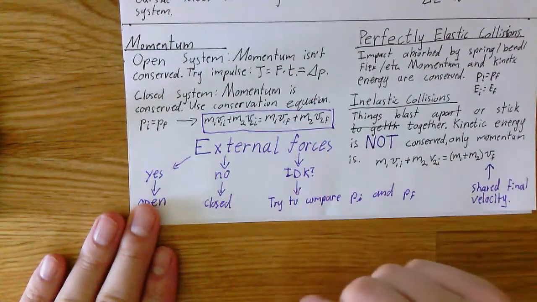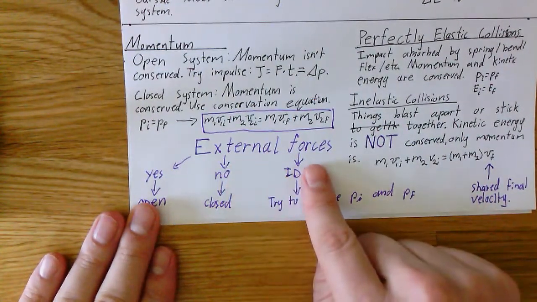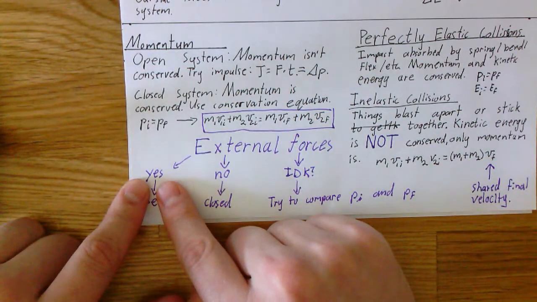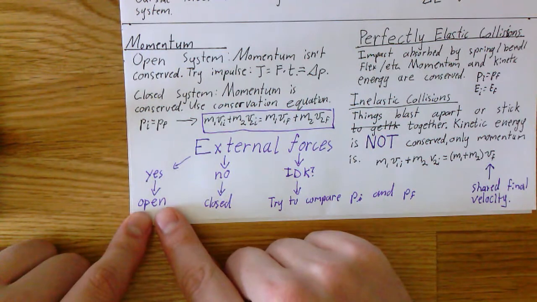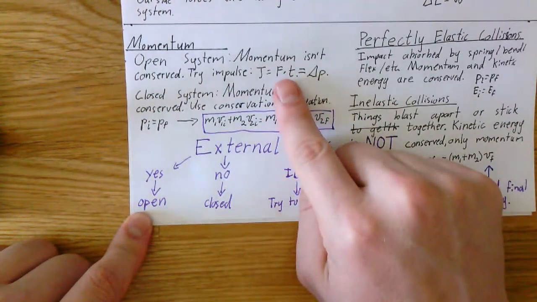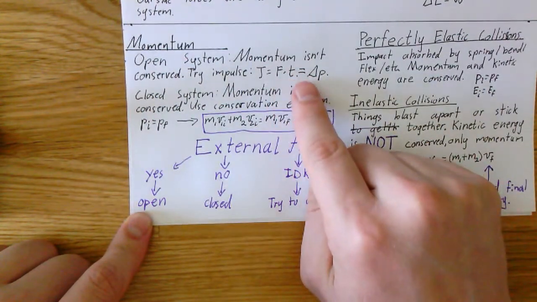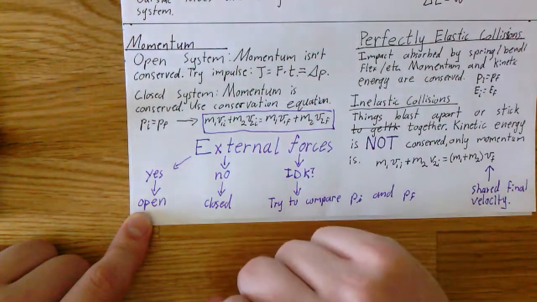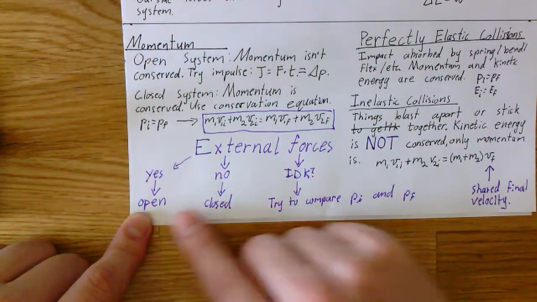All right, so if you're totally stuck with a momentum problem, here's what you should ask yourself. Are there external forces? Try and figure that out. If you think there are external forces, it's an open system, and then you should go do impulse. Force times time equals change in momentum. So you need to figure out change in momentum, and you need to figure out your force and your time. Okay, that's probably where you want to go with that.